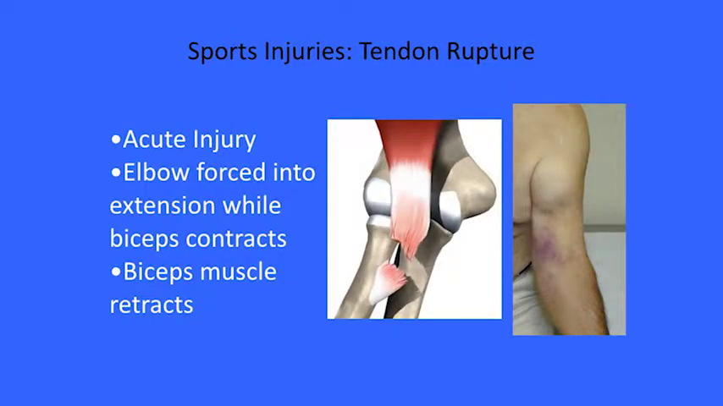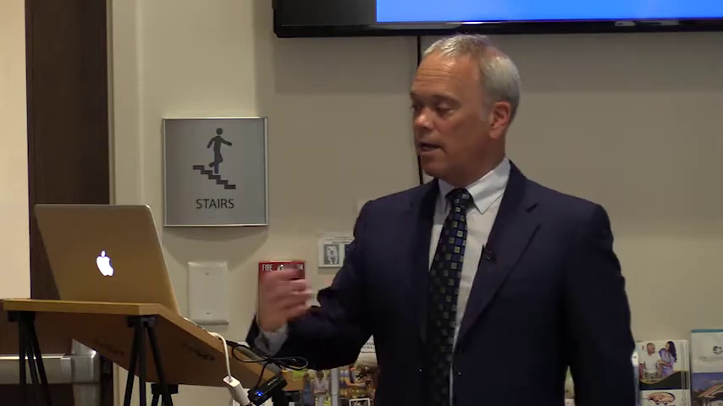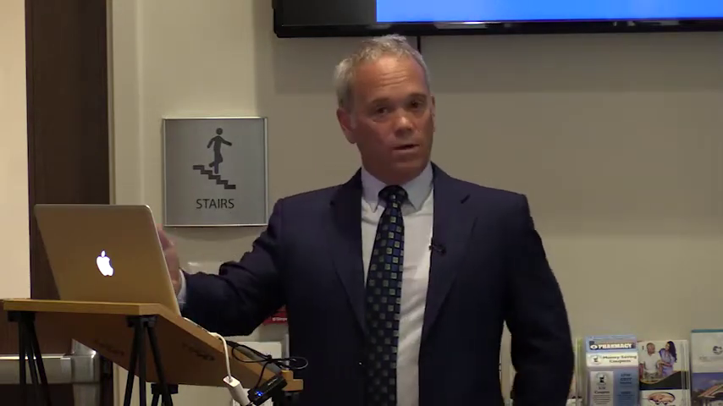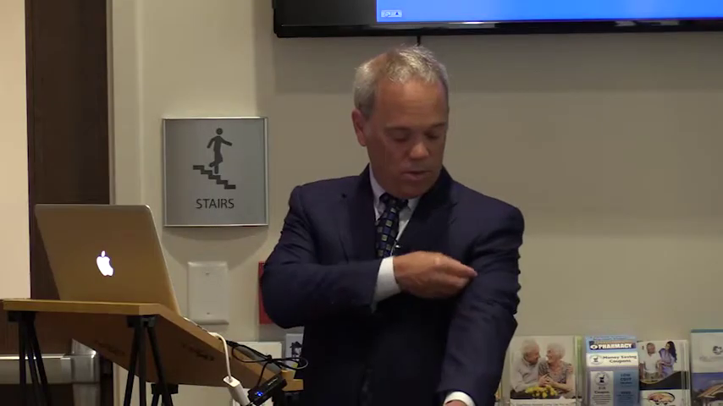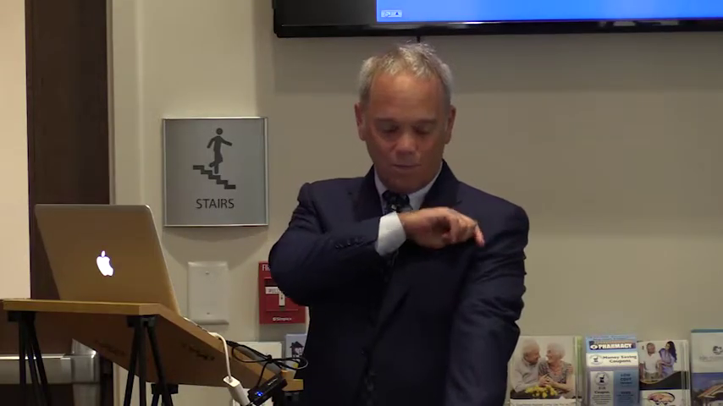It might not be a sports injury. You may have just lifted or dropped something and had a sudden contracture of this biceps to stop it from falling. That contracture overwhelms the tendon, and that big force results in a rupture of this tendon. So right over here, that tendon pops off. The radius is where it attaches. And you'll see the muscle will pop up this way. With a long-headed biceps, it will pop down.